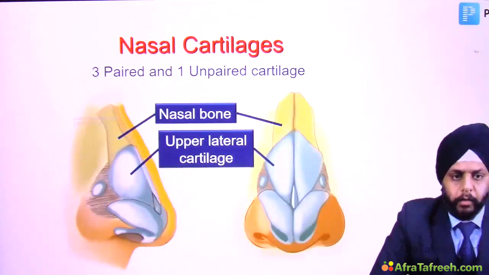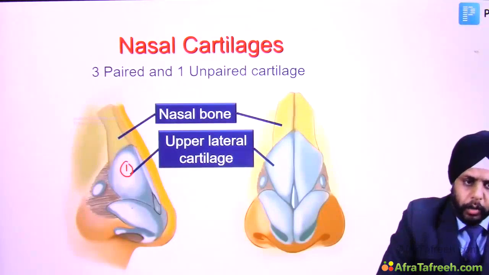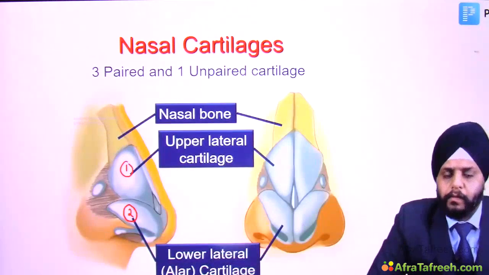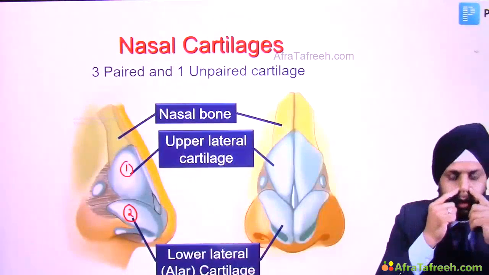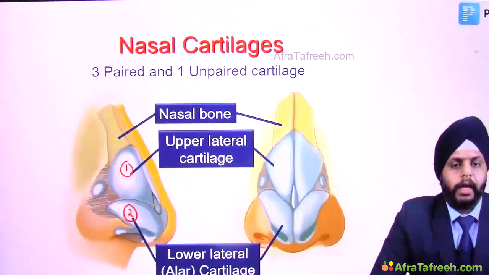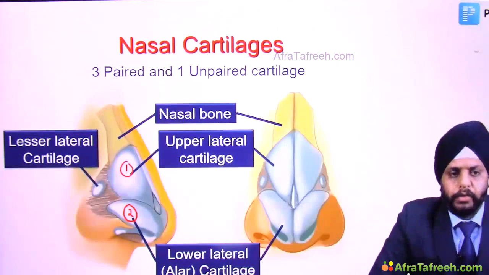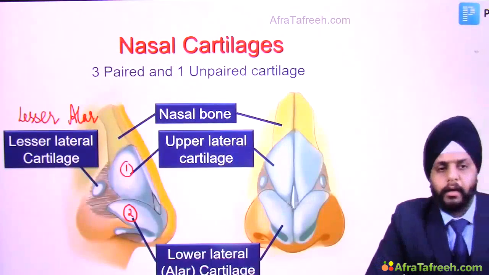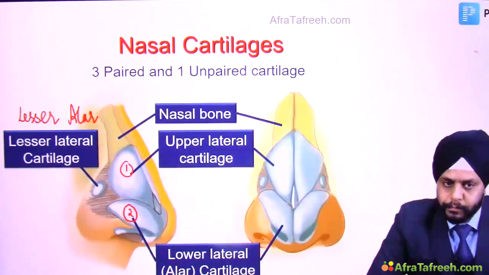This is a paired cartilage, one on each side. So we can see the upper lateral cartilage. Below that, you can see the lower lateral cartilage, which is also known as alar cartilage. It contributes to the ala of the nose, right? And number three, we have on the sides lesser lateral, also known as lesser alar cartilage. So you see, these are the three paired cartilages, right?